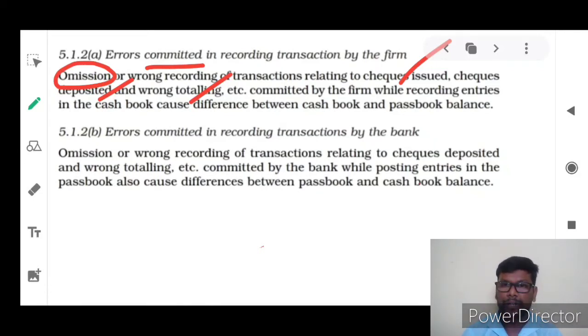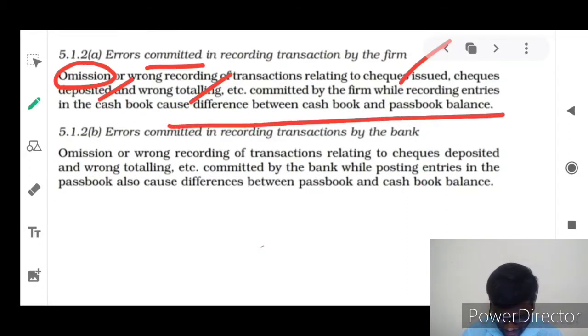So we need to prepare the bank reconciliation statement. Errors committed by the firm while recording entries in the cash book cause a difference between the cash book and the bank passbook, isn't it? And there are errors committed in recording transactions by the bank. Sometimes bankers also leave some mistakes. Sir, you told us that day bankers won't leave any mistake. Yes, of course, bankers won't leave any mistake. Definitely, on the bank side they will show a perfect result.